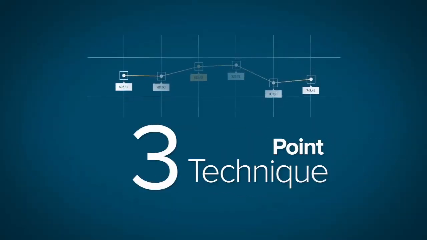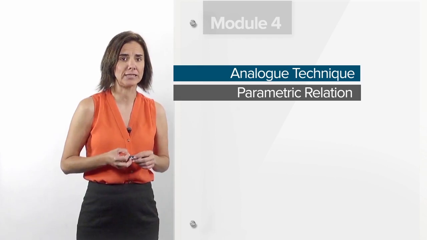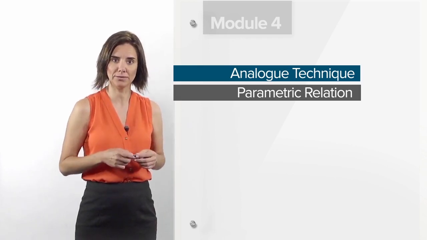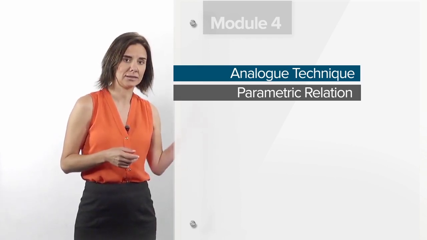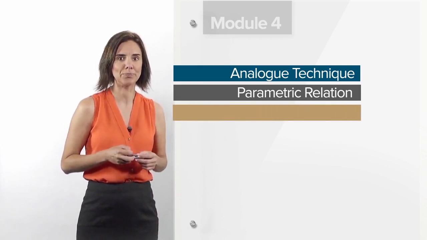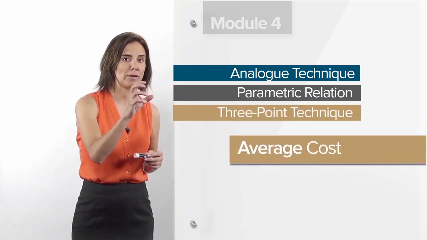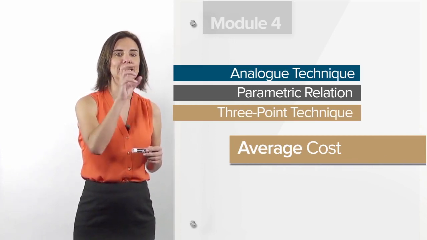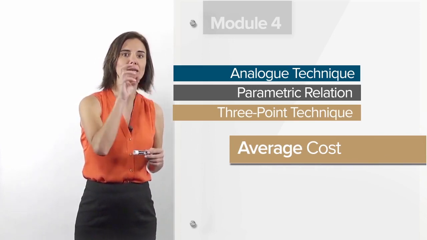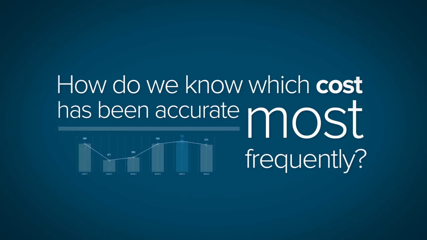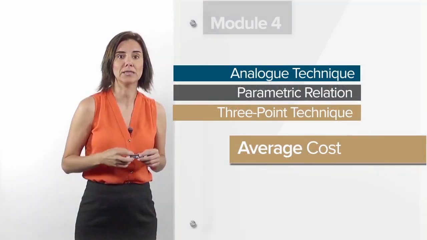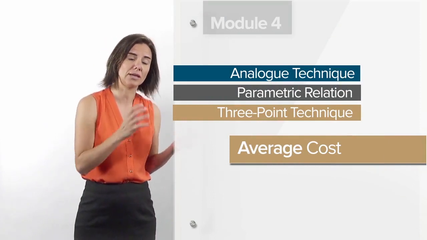But we have a third possibility that is even more sophisticated that combines the 2 previous ones. The third possibility is called the 3-point technique. And in this technique, the average cost is that which has more frequently been accurate. How do we know which cost has been more accurate most frequently? We can use either of the 2 previous ones.